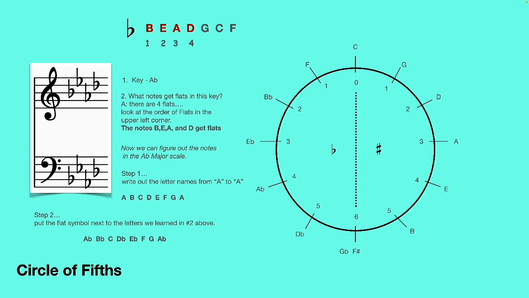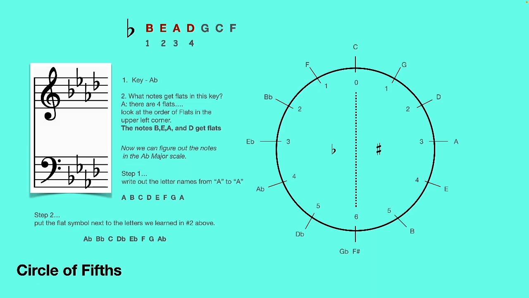So now, let's just write the letter names from A to A. A, B, C, D, E, F, G, A. Don't worry about the flats or sharps or nothing. Just write A to A. A, B, C, D, E, F, G, A. Because it's an A flat, we're going to start with the letter A.